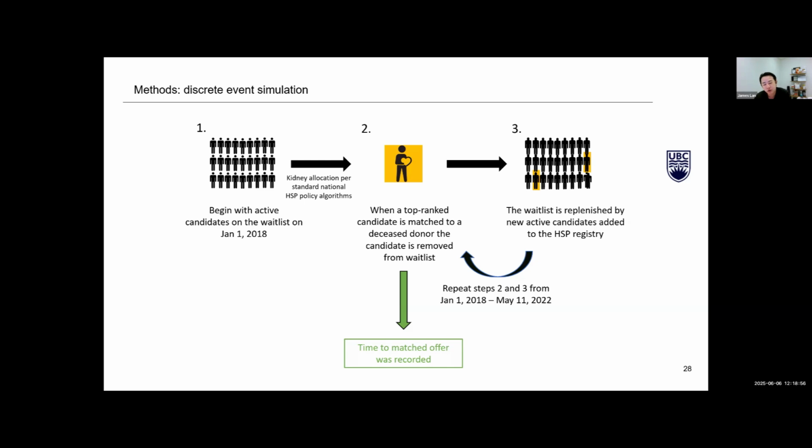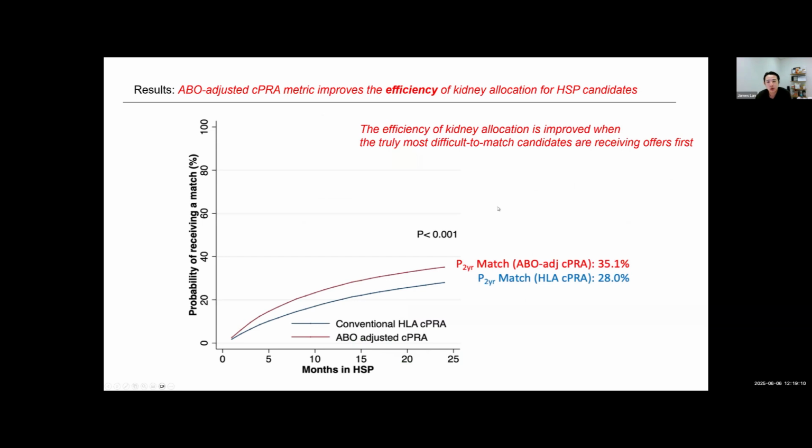When they matched, they were removed from the organ waiting list. And when new candidates were added to the list, they would go on as per usual. Then we recorded the number of times that these patients matched, and then we took them away from the waiting list. And what we showed was that if we were to allocate kidneys by the ABO adjusted CPRA, overall more patients would actually receive offers during this time because we're truly giving kidneys to someone who's the most difficult to match, compared to patients that are inaccurately getting an organ when they're not supposed to. So overall, by using this new metric, the efficiency of kidney allocation would improve for hard to match patients.